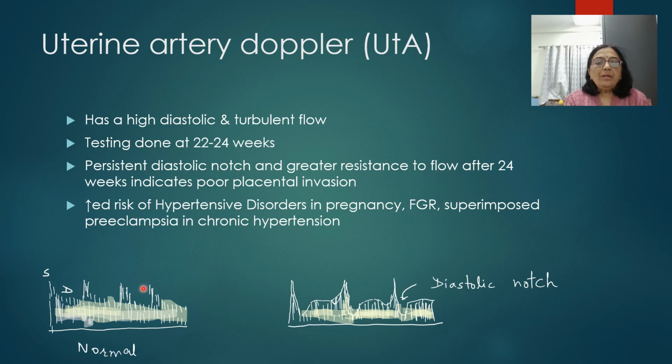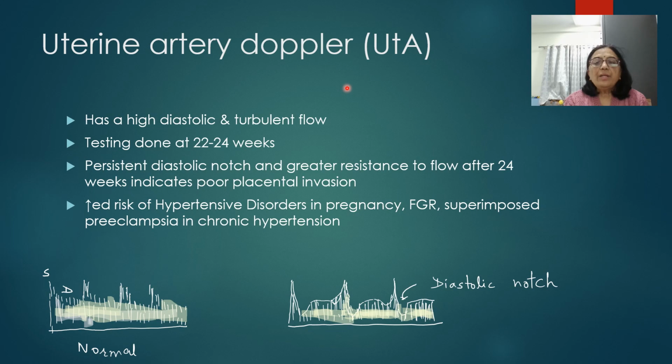Now this is normal. Here you can appreciate that there is a depression and then again increased blood flow. This is called the diastolic notch. Now if this type of picture is seen before 22 to 24 weeks, it is normal. But if there is a persistence of diastolic notch and greater resistance to the flow in the uterine artery after 24 weeks, it indicates poor placental invasion.